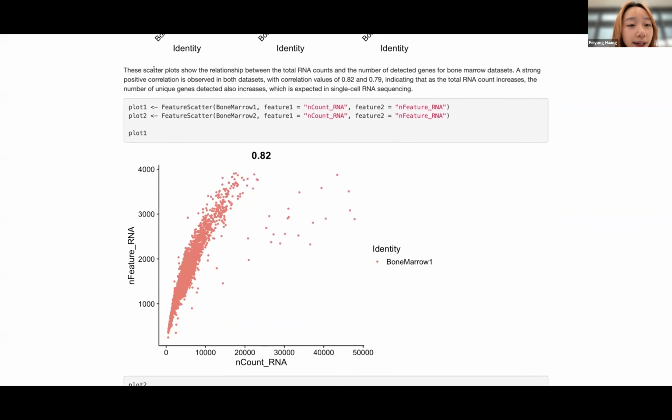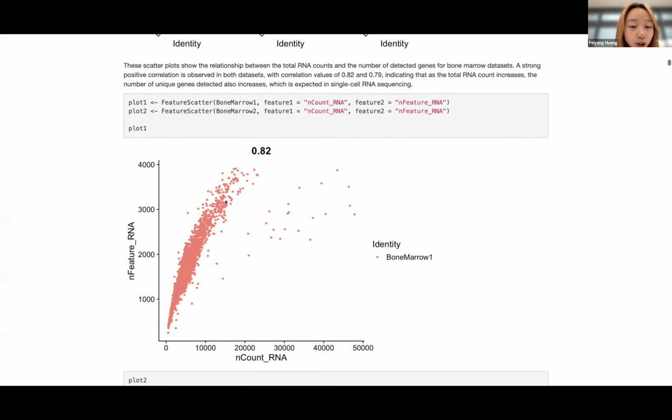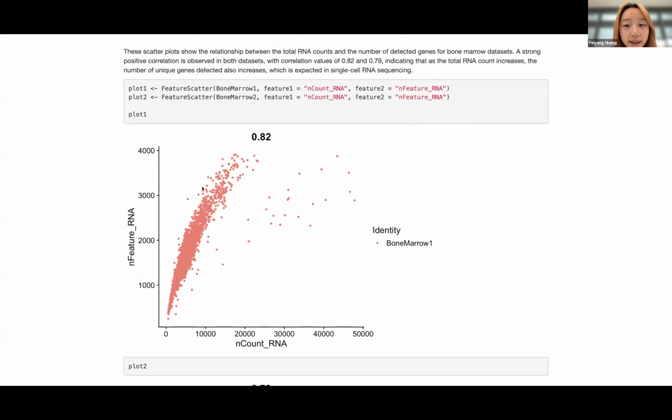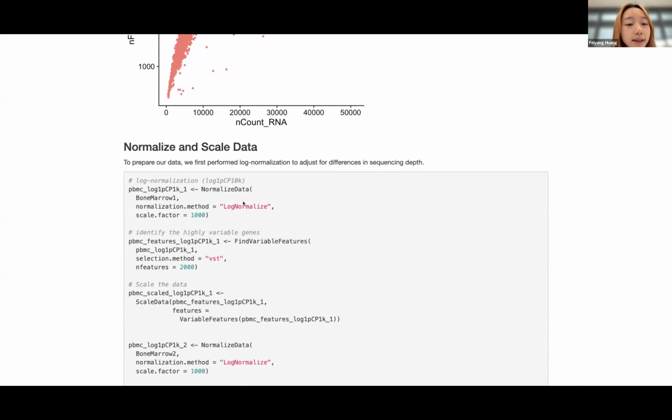And then I also look at a scatter plot showing the relationship between the total RNA counts and the number of detected genes for the data. Here, a strong positive relationship is observed in both data sets, which says that as the total RNA counts increase, the number of unique genes detected also increases. Which is expected in the analysis.